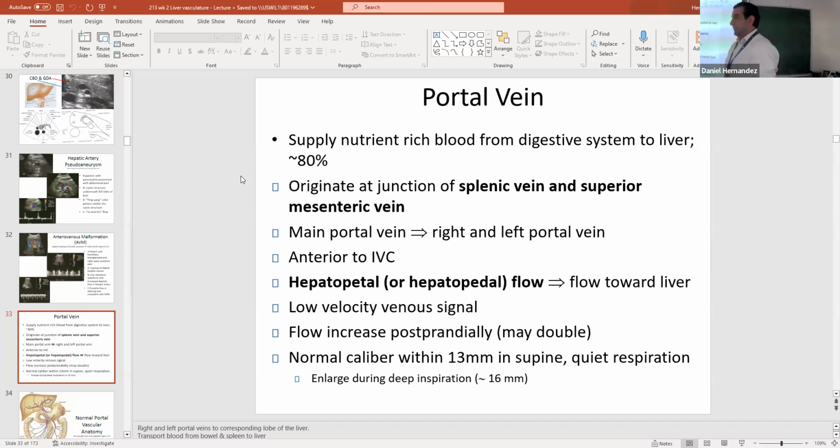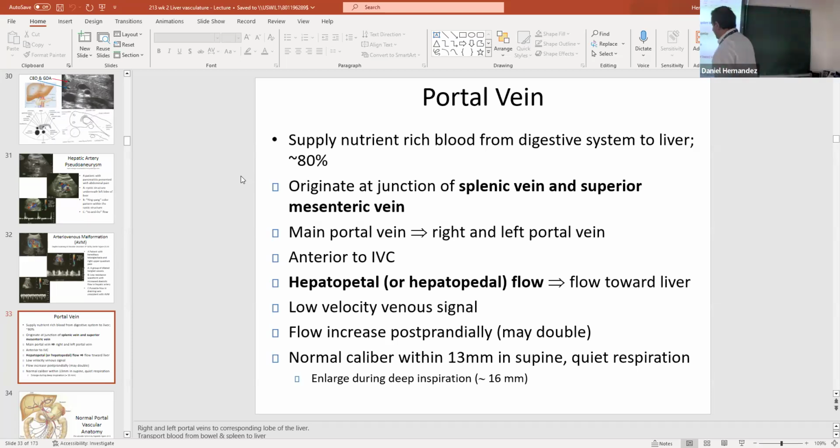So this is going to have a low velocity venous signal to it. There should be a little bit of phasicity, particularly if you optimize your Doppler settings and decrease your scale to make that waveform larger. There might be a little pulsatility also, depending if the patient has any cardiac issues. If they have congestive heart failure, you might pick up some pulsatility as well.